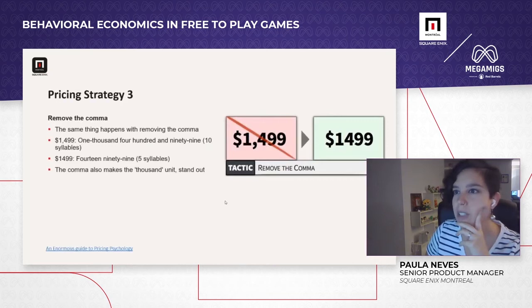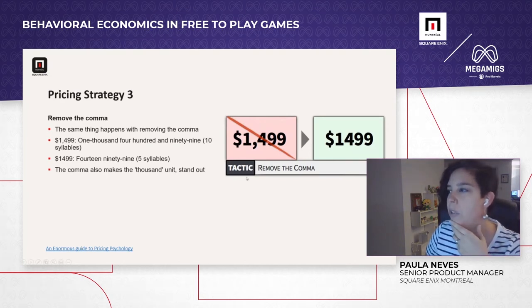The third pricing strategy I chose is removing the comma. It's the same thing as with the previous one, because if you read in English 1,499, it's 10 syllables rather than reading 1499, which is 5 syllables. But also the comma brings a lot of focus into the 1,000, right? So it's not so good to bring this focus to a fourth digit number, right? So removing the comma usually works.